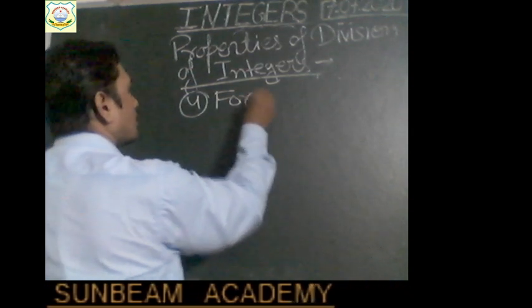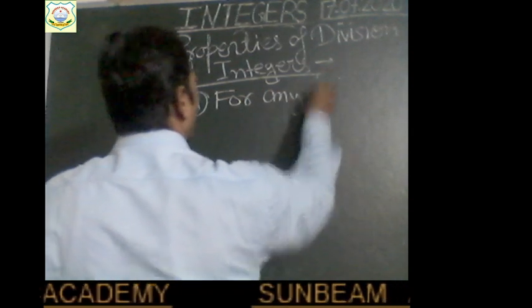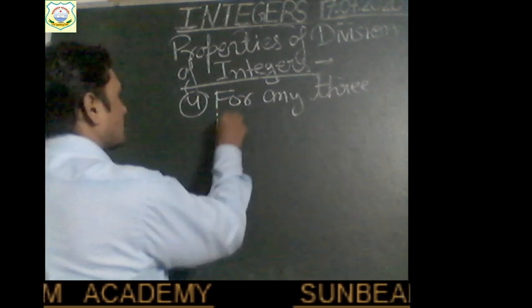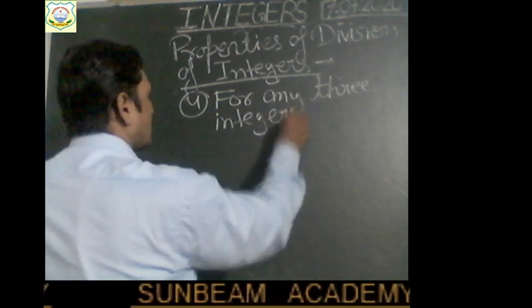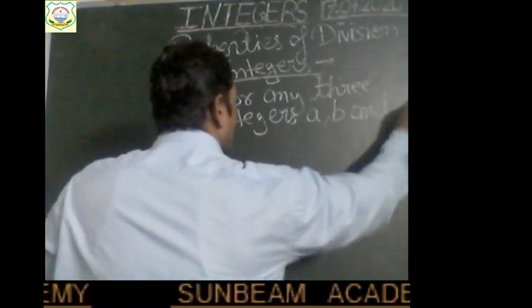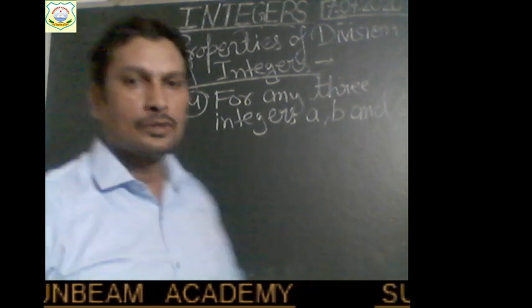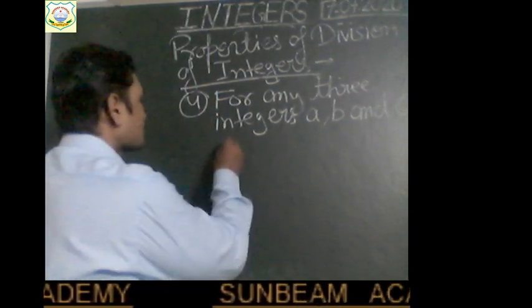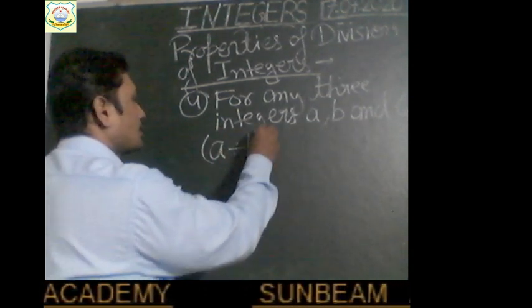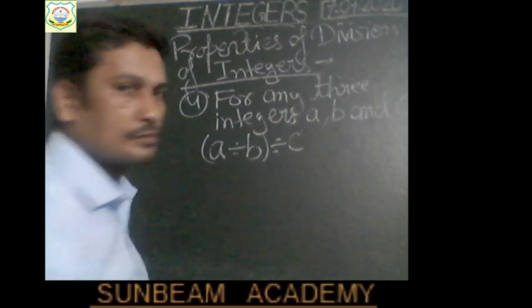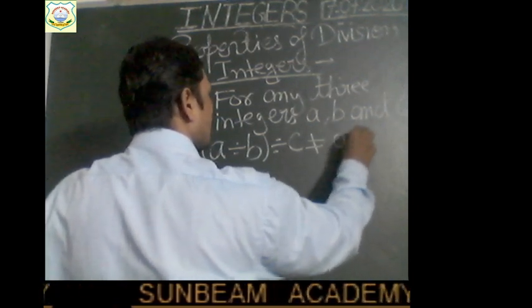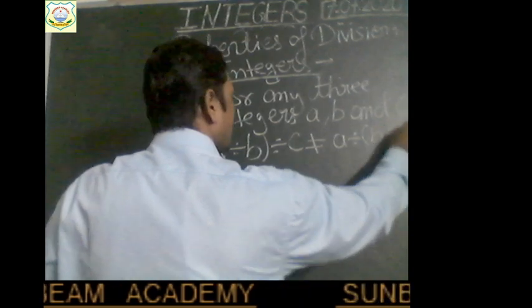For any three integers a, b, and c, then a divided by b divided by c is not equal to a divided by b divided by c.